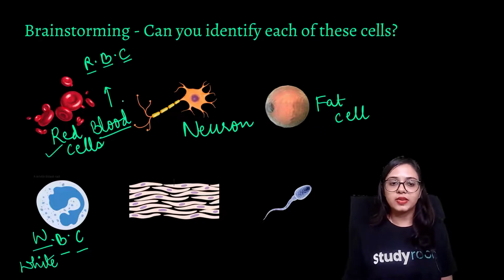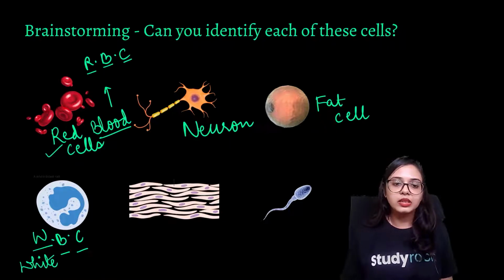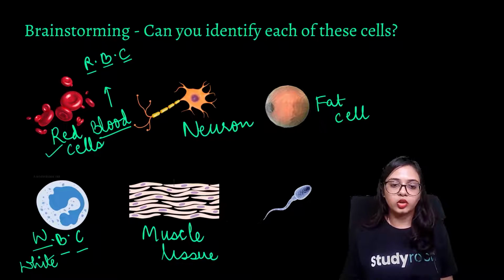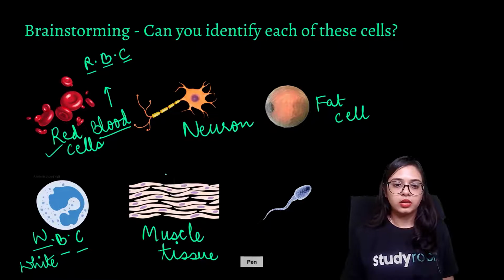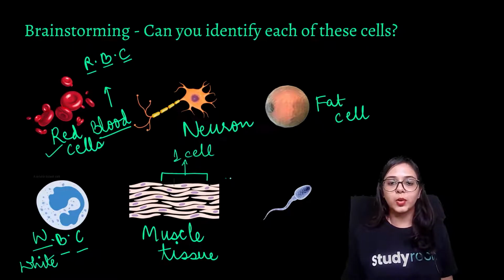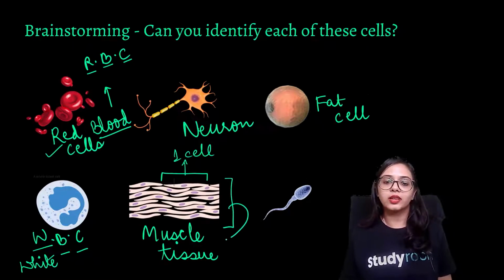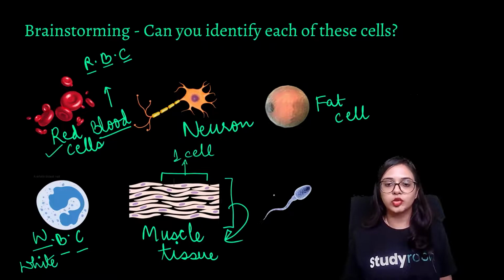So there is the RBC, and then you have the WBC. Here, this is a muscle cell. Basically, this is a muscle tissue, logically speaking, because as you can see in this diagram, there are a group of cells together, right? This is one cell. Okay, let me make it more clear to you. This here is one cell. Okay, so we have a group of cells layered together. All right, so instead of calling it a cell, we will call it tissue. This is a muscle tissue.